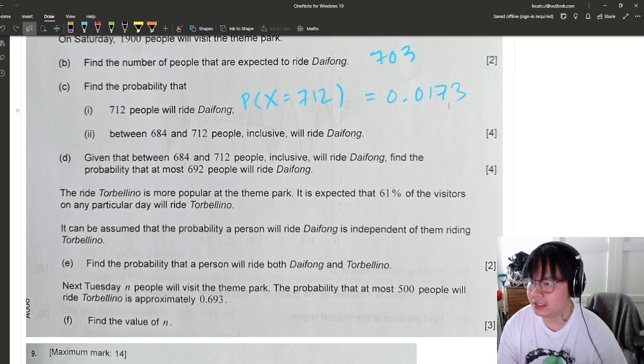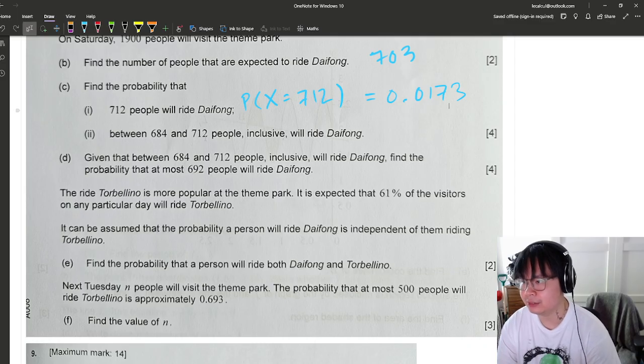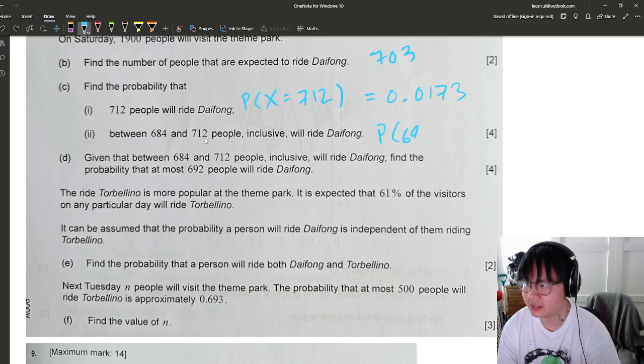Okay, between these two numbers of people inclusive will ride the Daifang. Oh, at least they're nice. Oh, but it's inclusive, so we should be a little bit more careful.